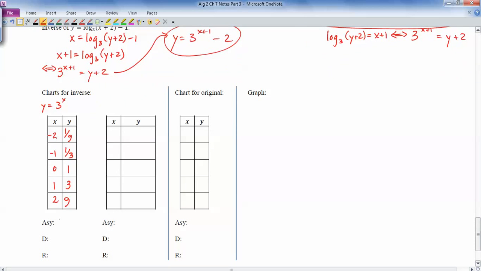The asymptote is y equals 0. Domain is all real numbers. Range is y is greater than 0. And then we've got, let's see, what do we do to get to the second chart? We need to go left 1 unit and down 2 units to get y equals 3 to the x plus 1 minus 2. So that's going to be, let's see, left 1 means subtract 1 from all the x's.